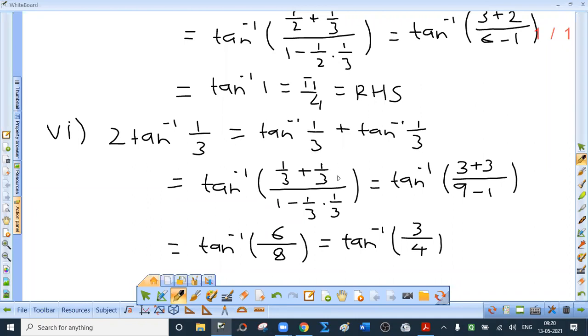So on simplification, I have multiplied numerator and denominator within the bracket by 9, and that is why I have written 3 plus 3. Otherwise, you may ask me, sir, how come 3? I have multiplied all the terms in numerator and denominator by 9. So 3 plus 3 upon 9 minus 1. So 6 by 8, that is 3 by 4. So it is tan inverse 3 by 4.